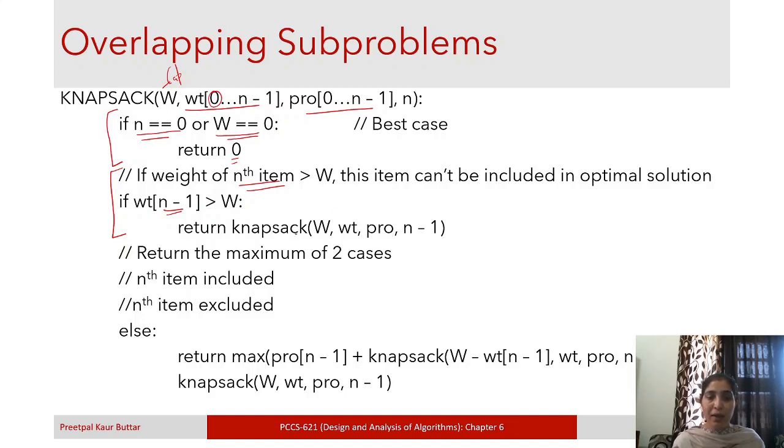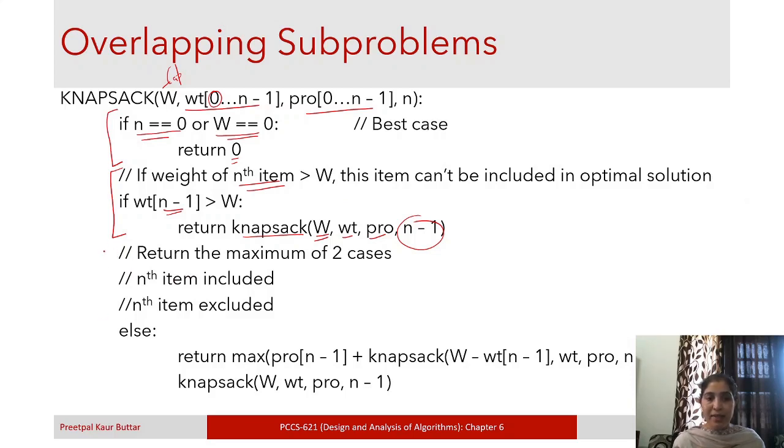Then we will recursively call the knapsack. Weight is W. Weight is not changing because we have not put the nth item into the knapsack. We will pass this weight array, this profit array, and now the items to consider are n minus 1, right? Okay, so this is also done.